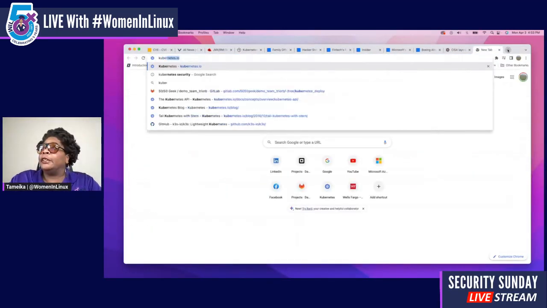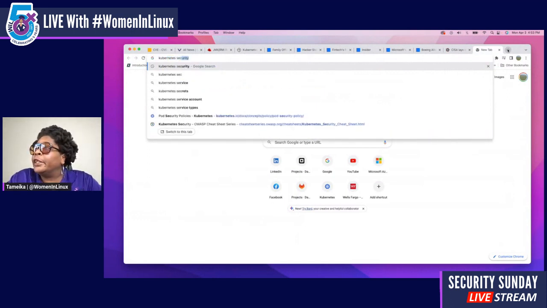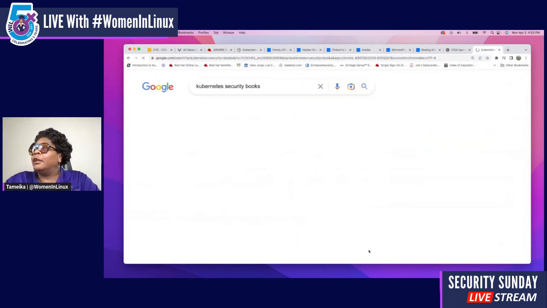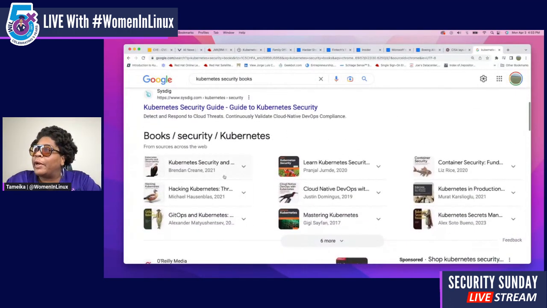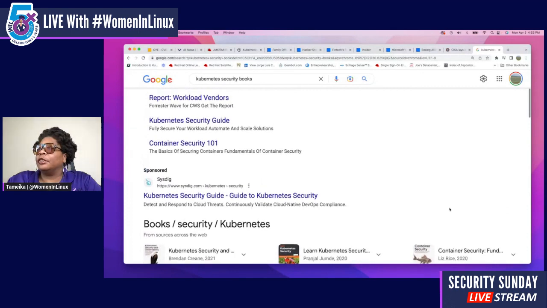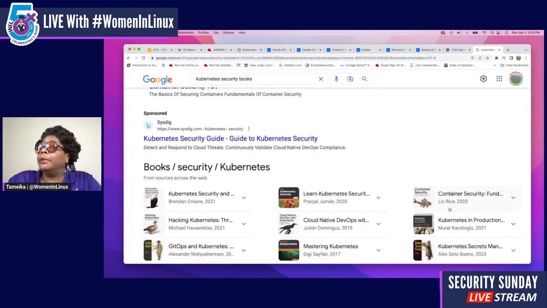So if you search Kubernetes security and then books, you'll see Palo Alto has a guide. They have a guide, but here's one right here from 2021. Kubernetes and security and observability, hacking Kubernetes, GitOps and Kubernetes, learn Kubernetes security, container security, Kubernetes in production, secrets management. Just a brief overview of books. These books right here you can get on O'Reilly or at packt.com. You can get those there, right?